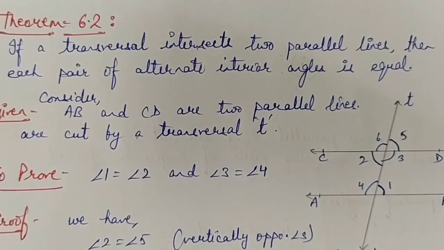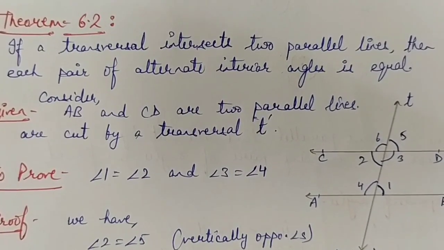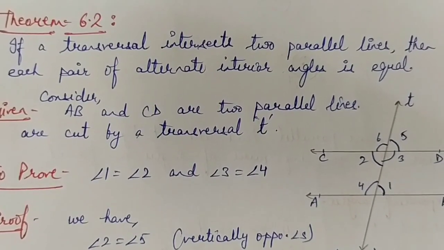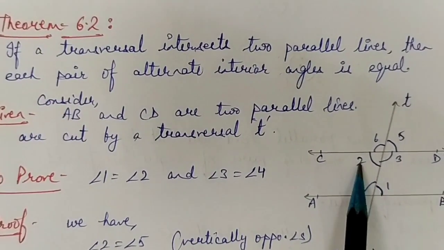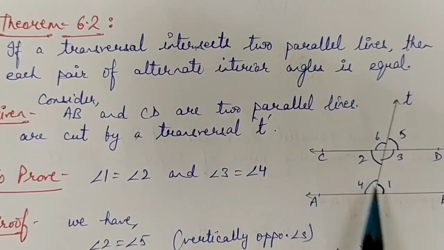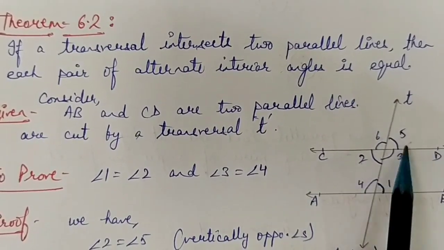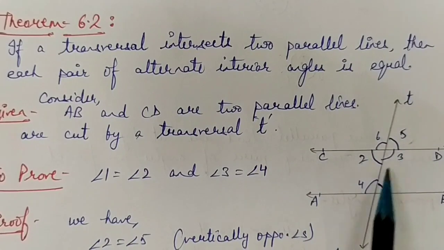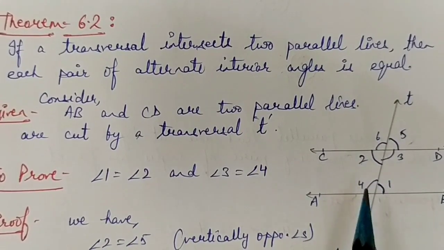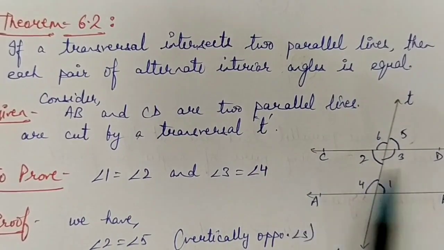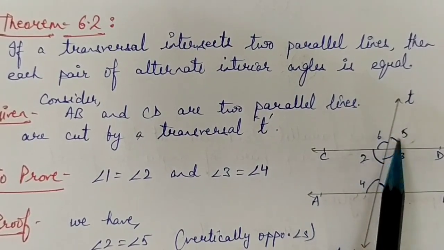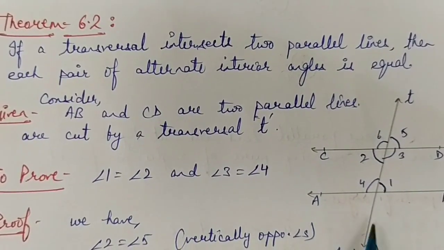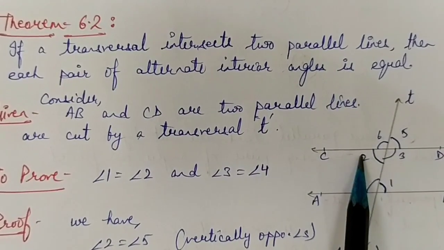Okay, it means if there are two parallel lines and a transversal intersects them, then the two pairs of alternate interior angles, which ones were they? Angle 1 and angle 2 are the two pair of alternate interior angles, and angle 3 and angle 4 are the next other pair of alternate interior angles. So we are saying that if the two parallel lines are cut by a transversal, then the two pairs of alternate interior angles are equal.